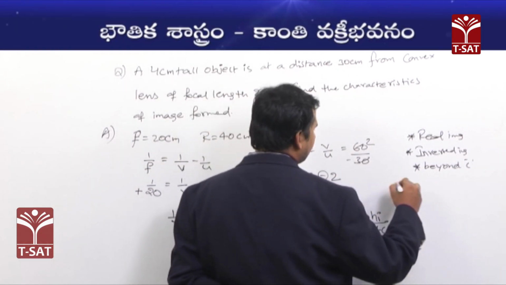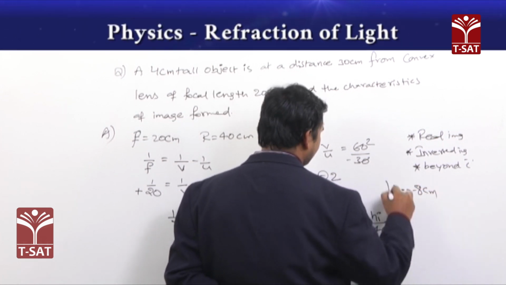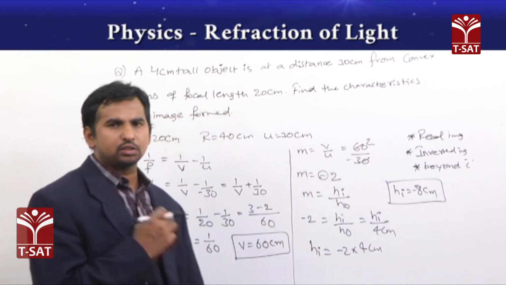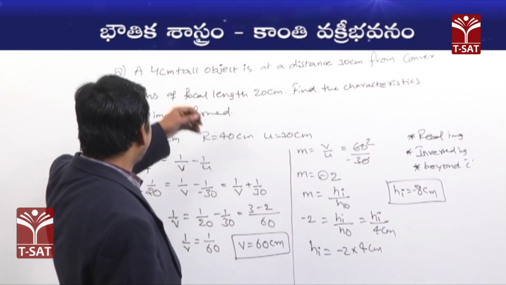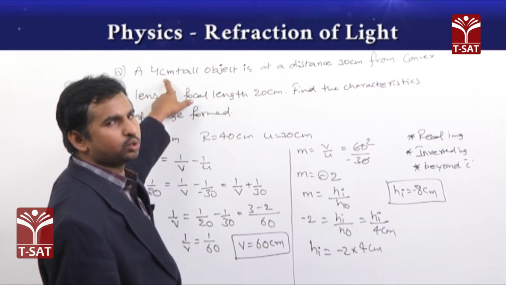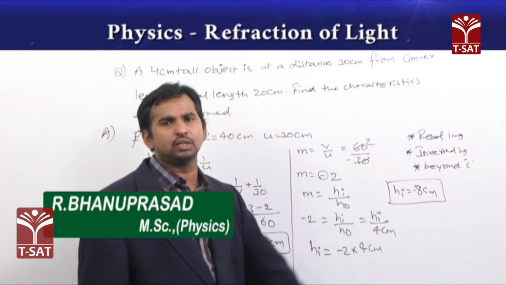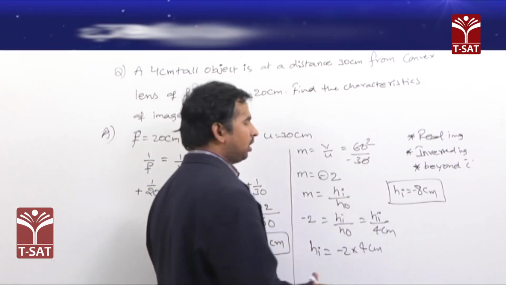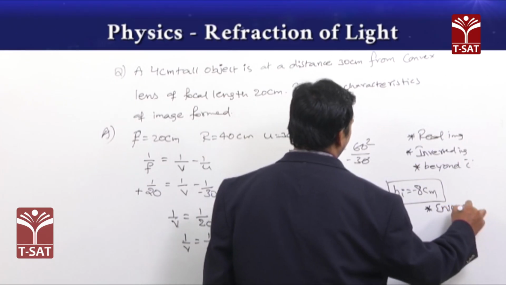Finally, we get the height of the image equal to minus 8 centimeters. That minus represents that the image is below the principal axis, and the size of the image we are getting is 8 centimeters. So, if you take an object which is 4 centimeters tall, the final image I am getting is 8 centimeters, which is a magnified image. So, the final characteristic here is that an enlarged or magnified image is formed.